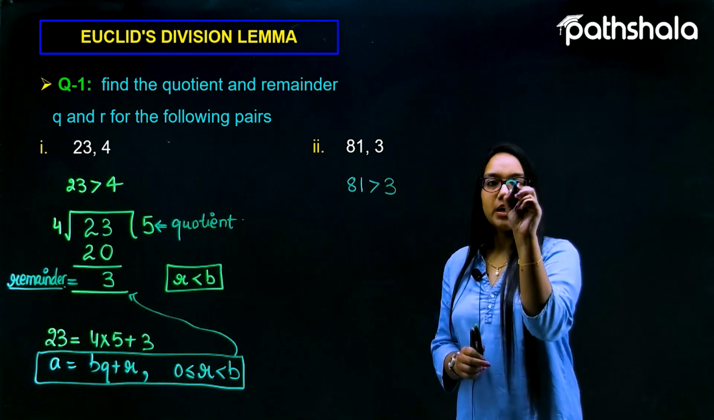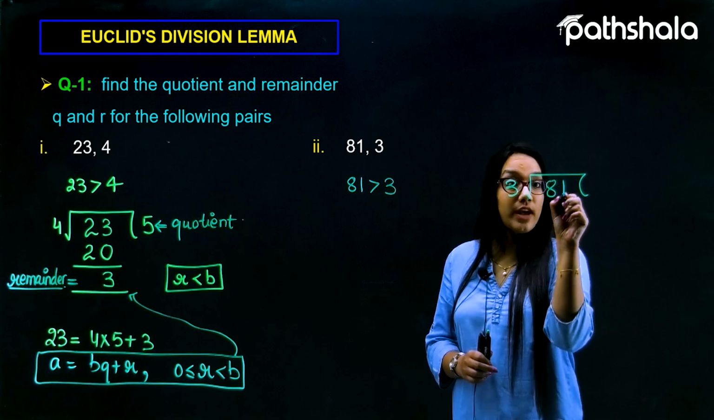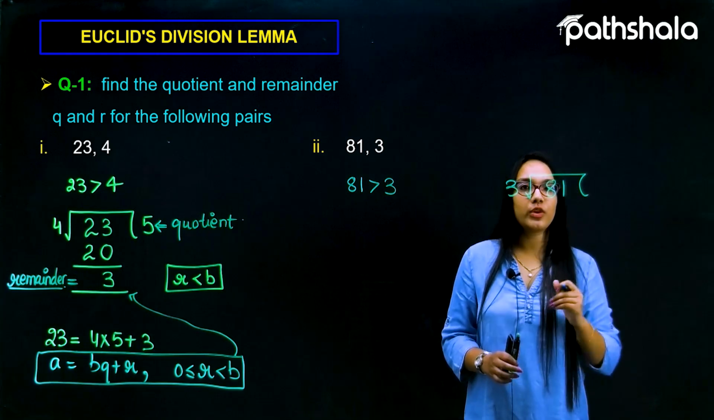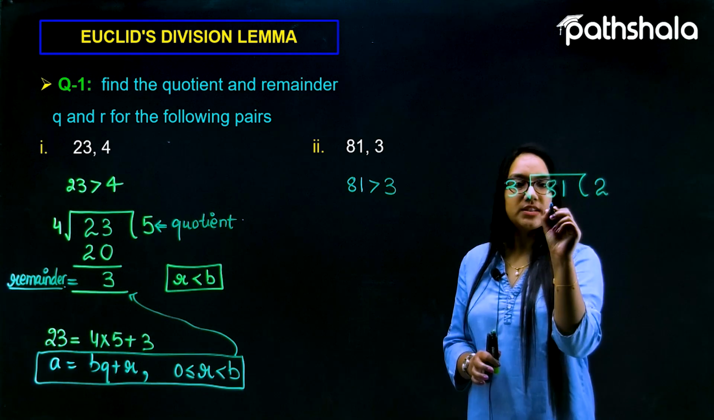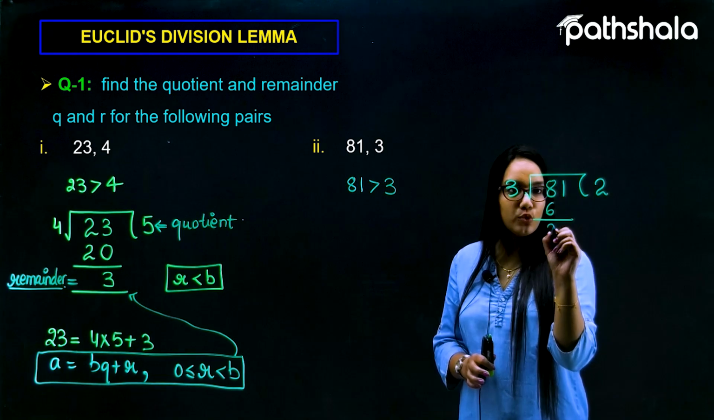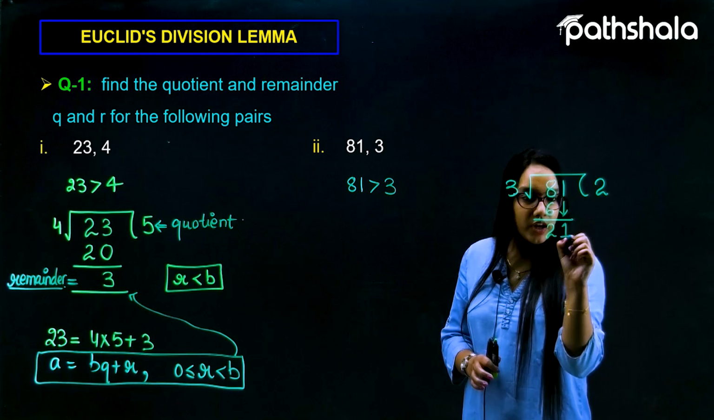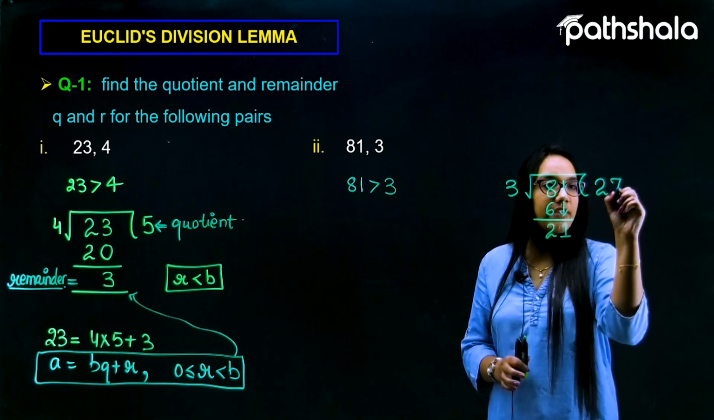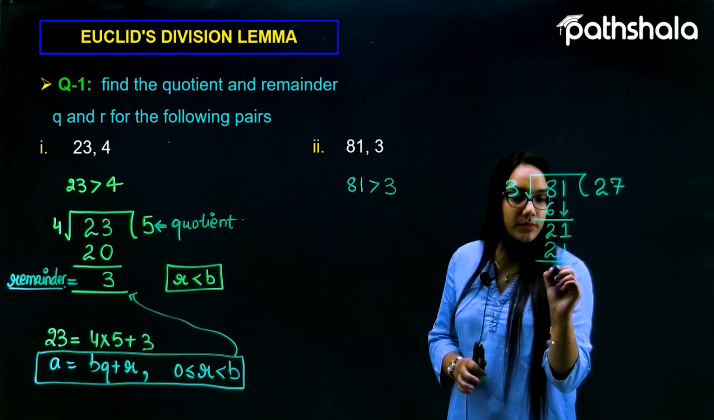So let's divide it. We have 3 and 81, and we have to divide 81 by 3. Let's start. 3 into 2 is 6, and we get the remainder 2. From the 1, we carry 1 over here. Then 3 into 7 is 21, and the remainder is 0.